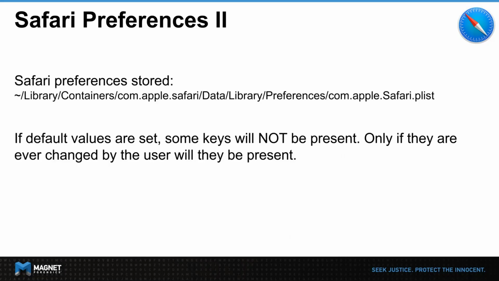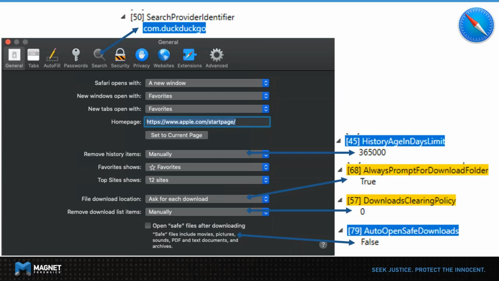Now, where can you see some of their Safari preferences? Well, look in the com.apple.safari plist and you'll be able to see some of those preferences on how they have Safari set up. If the default values are set, some of those keys aren't going to be present. So you'll know, if I don't see that value, it probably means that they haven't changed from the default for Safari.